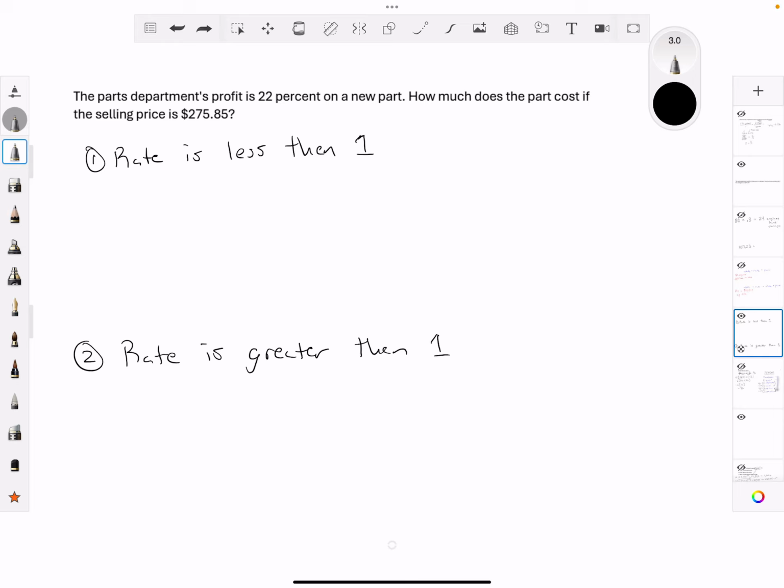The parts department profit is 22% on a new part. How much does the part cost if the selling price is $275.85? Okay, so this is basically a rate problem or a percentage problem.